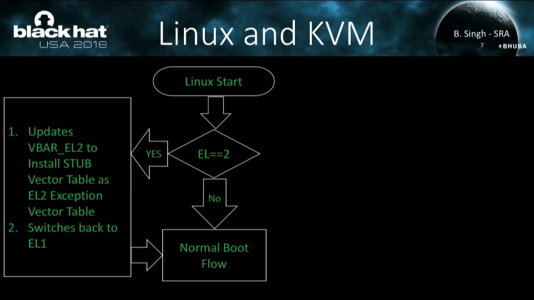So it updates the VBAR_EL2 register and makes sure that it points to the stub vector table. We will discuss what this stub vector table is. After updating that, it switches back to EL1 and the normal boot flow happens. So what it is doing is registering the stub vector table as the exception vector table for EL2.